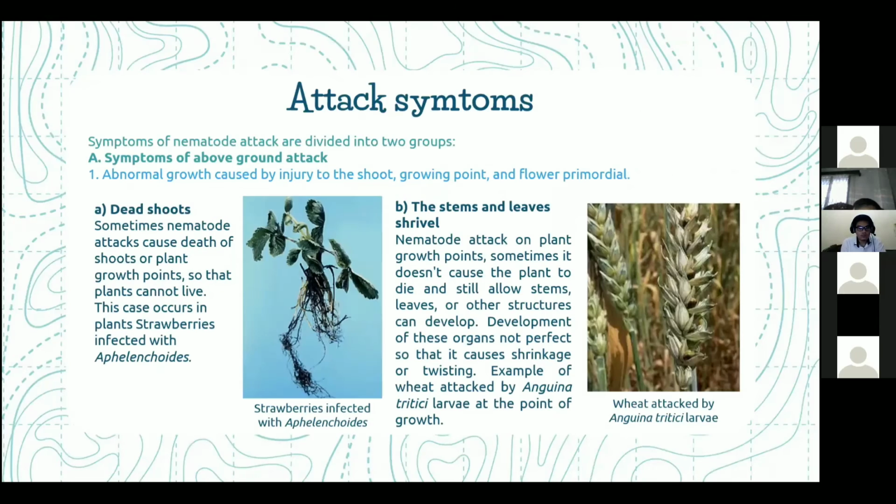Symptoms. The first one is symptoms of above-ground growth. The first category is abnormal growth. This case occurs in plants that are attacked, as you can see in this picture. The stems and leaves seem to shrink, and the organ is not perfect, for example from Anguina tritici larvae at the point of growth. As you can see, the picture shows an attack by Anguina tritici larvae.